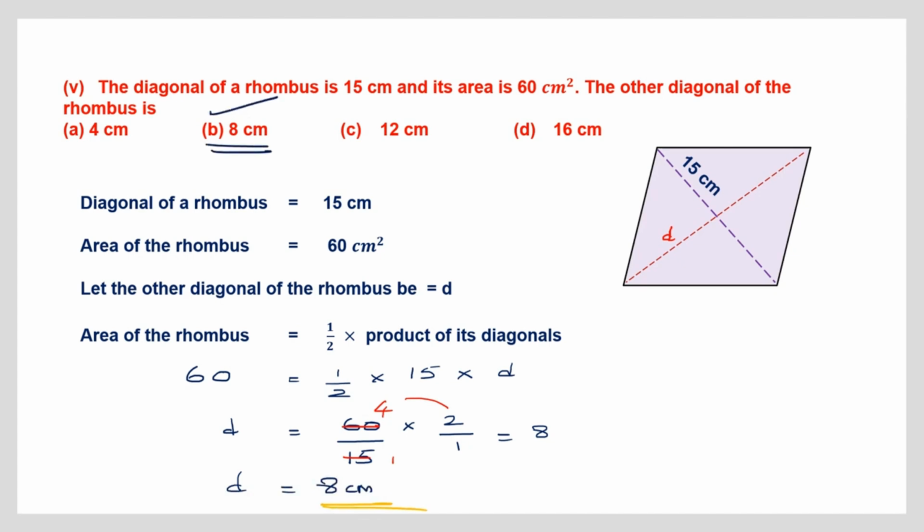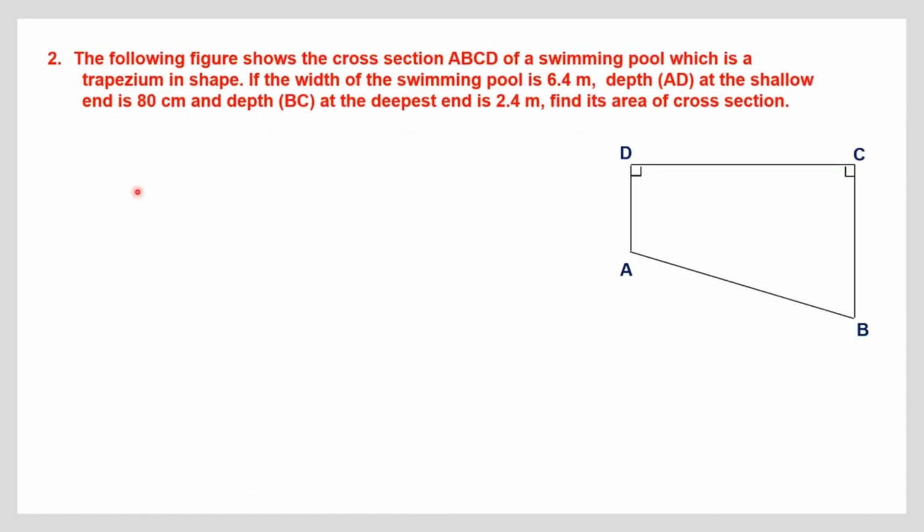Option B, 8 centimeters. Question 2. The following figure shows the cross-section ABCD of a swimming pool, which is a trapezium in shape. So this is the cross-section of a swimming pool, ABCD, and this is trapezium in shape. If the width of the swimming pool is 6.4, this is the width, that is DC is 6.4 meters. So let's write that, 6.4 meters. This is the width of the pool.